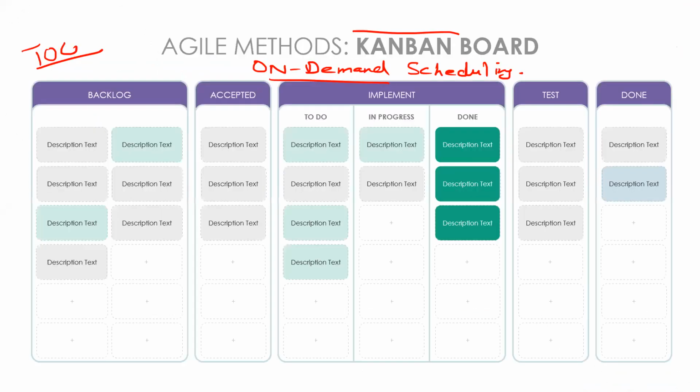So these are the two methodologies, iterative or on-demand scheduling. And we call it a pull-based method also, instead of push-based. And the purpose is what? To monitor the work and limit the work in progress.